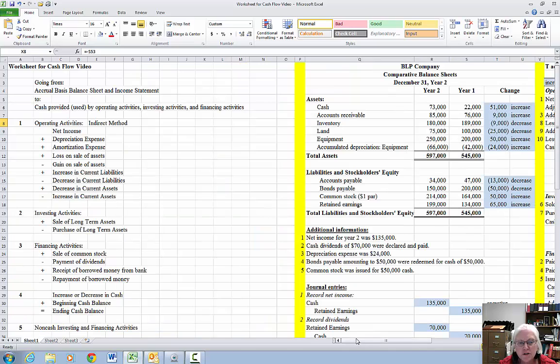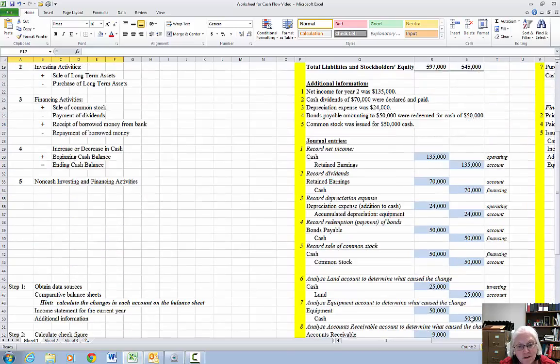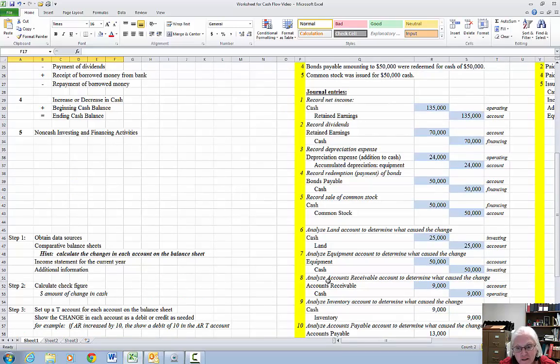So let me go over and show you something. Up here, current assets, when they increased, we used cash. So if you want to remember it by the journal entry, I think that's a really easy way to do it. If a current asset increases, you debit the current asset and you credit cash, and you've used up cash, and that's how you know.